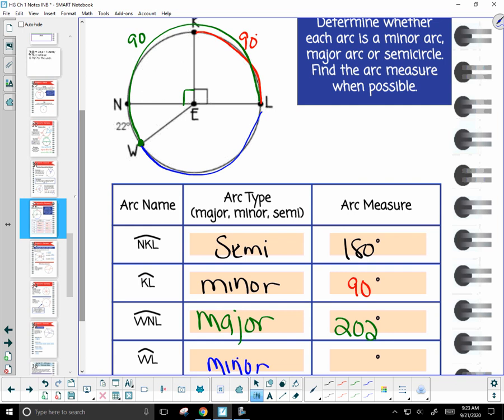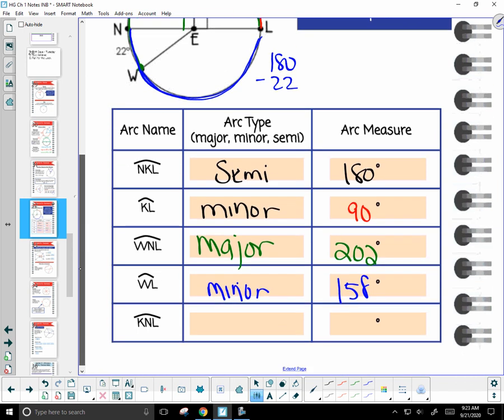Yeah. How? Yeah, 180 minus 22, right? Because we have a semicircle right here. So if I take 180, subtract 22, what do we get? 158. Good. I think there's one more down here.